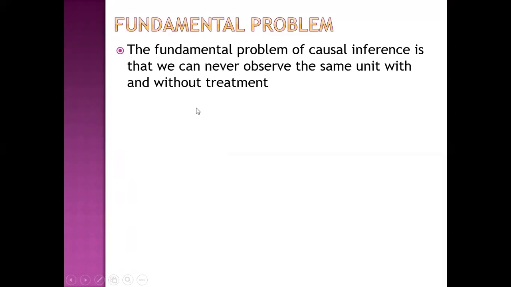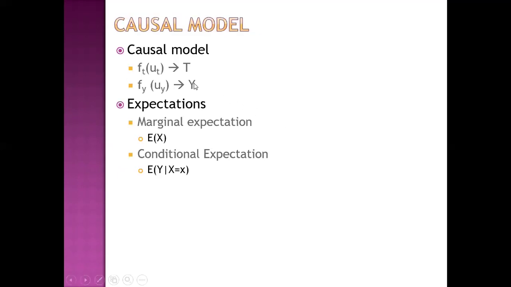The fundamental problem of causal inference is that we can never observe the same unit with and without treatment. So in observational studies, a particular unit may be with treatment or without treatment, it can never be both. So the causal model is a function of an exogenous variable U sub T determines treatment, and a function of treatment and an exogenous variable U sub Y determine an outcome.